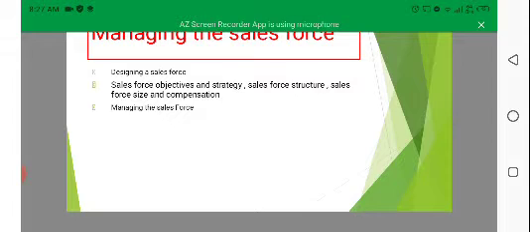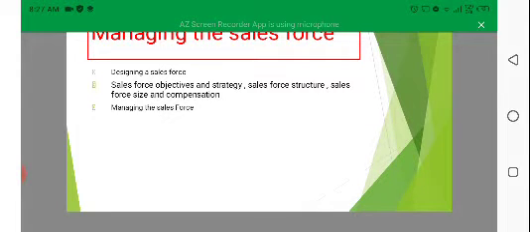So our week 14 is managing the sales force. So managing the sales force is designing a sales force, what is the objective of the sales force, and what will be the strategy for that. Sales force structure, and sales force size and compensation.